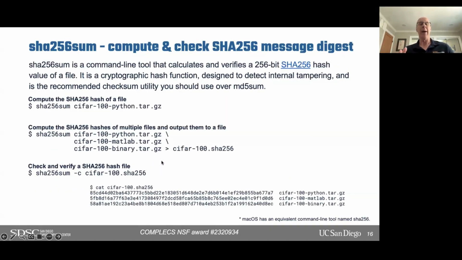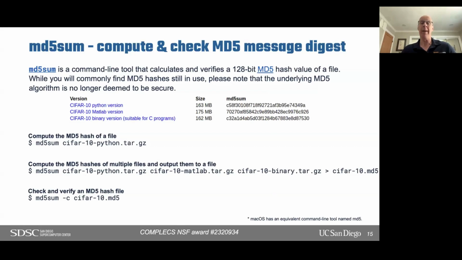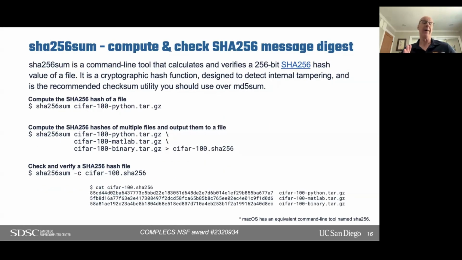Now, what we're going to recommend, though, is even though you see md5sum, the tool of choice now is sha256sum. So this is a command line tool that calculates and verifies a 256-bit hash. So recall that MD5 was only 128 bits. So this doubles the size of the hash, greatly reduces the likelihood of hash collisions, but more importantly, it's what we call a cryptographic hash function. And it's designed to detect internal tampering. And this is the recommended checksum utility that you should use rather than md5sum.